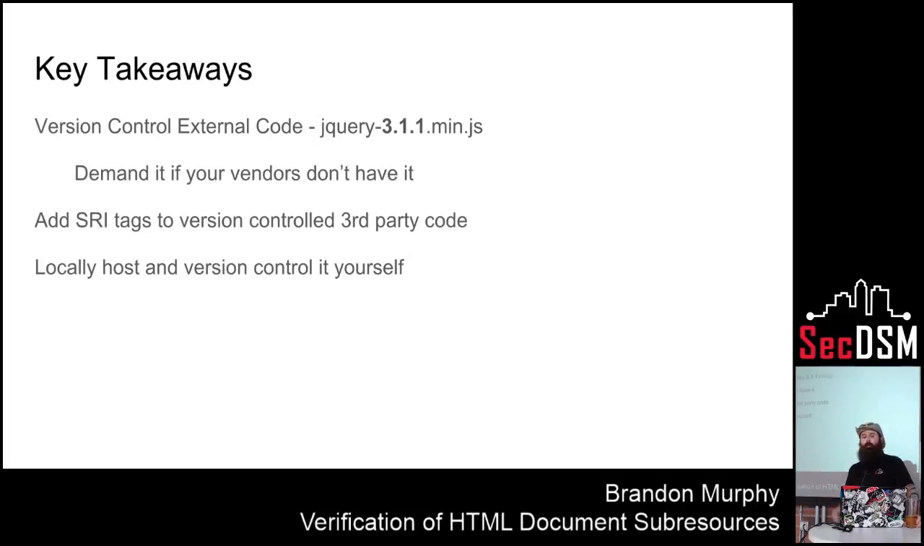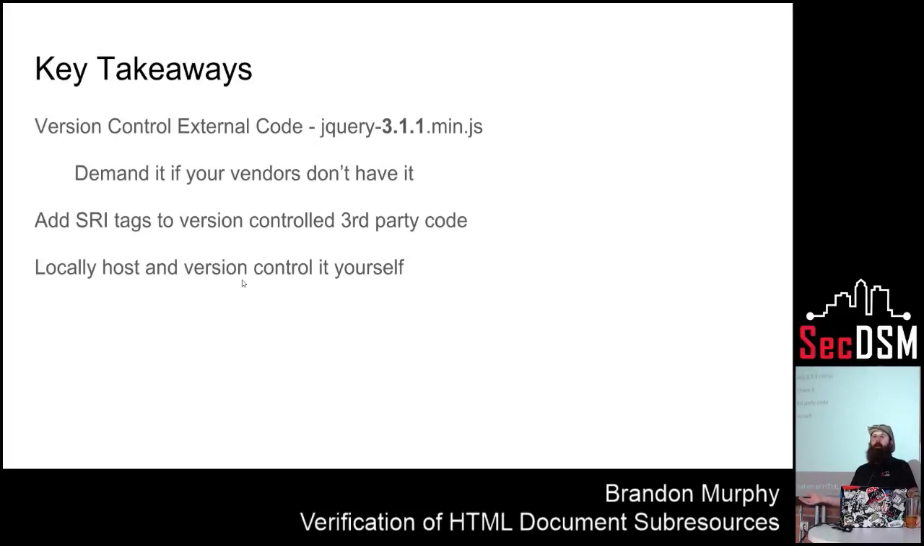Version control your external code. Where you can, like jQuery does, it's version 3.1.1, and then you can apply that integrity tag to that version. If your vendors don't do this, like Stripe, demand that they do. The other option that you have, down at the bottom, is to locally host and version control that code yourself.